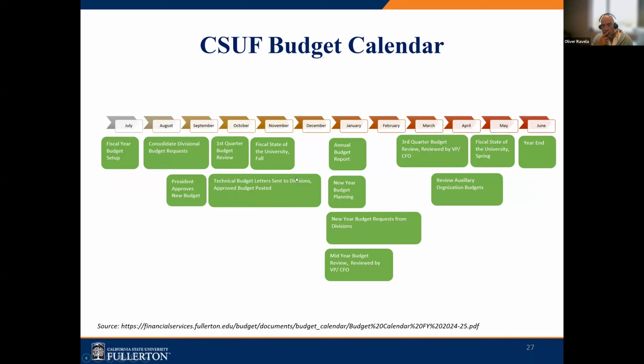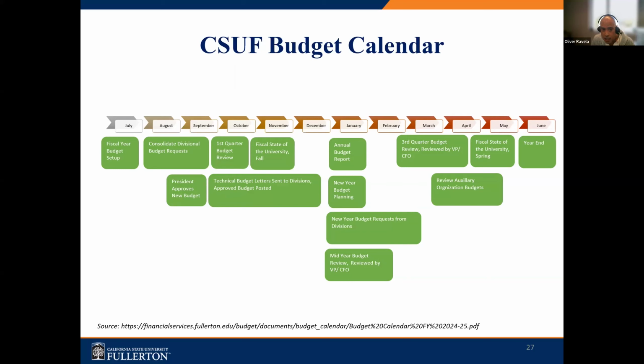So this is similar to the display that we had gone over earlier, the one that shows the budget calendar or the budget cycle from the system's perspective and the state's perspective. This one is more specific to the process and timeline for Cal State Fullerton.